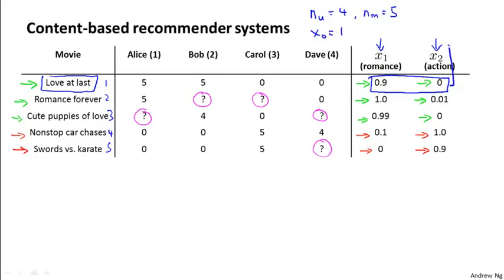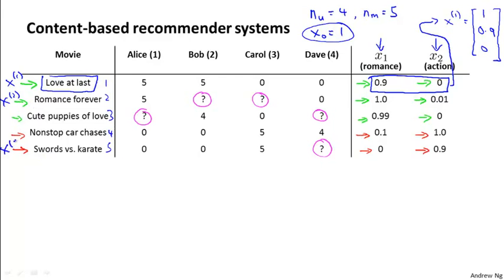And so putting these together, I would then have a feature vector x superscript 1, denoting the feature vector for my first movie, and this feature vector is equal to 1, 0.9, 0. The first 1 there is the intercept term, and then my 2 features 0.9, 0, like so. So for Love at Last, I would have a feature vector x1. For the movie Romance Forever, I may have a separate feature vector x2, and so on. And for Swords versus Karate, I would have a different feature vector x superscript 5.